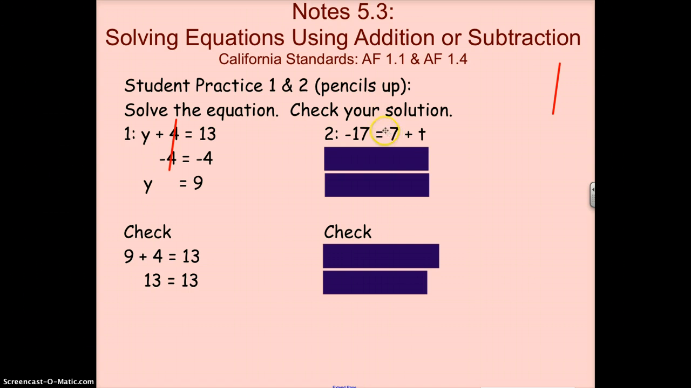Problem number 2. Now notice there's no sign in front of the 7. There's a plus sign here with the t, but it stays with the t, so we need to focus on what's in front of the 7. So if there's no sign, that's like a positive sign. So you could put a little plus right here. So the opposite of positive, or plus, is negative. So I subtract 7 on both sides.